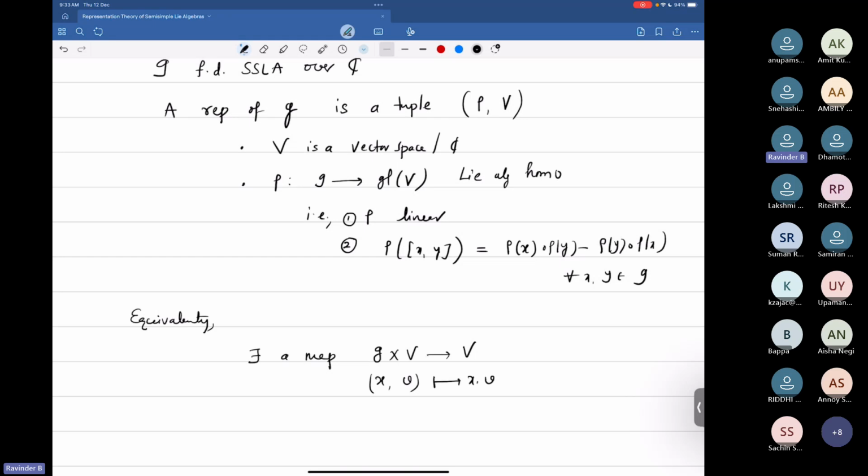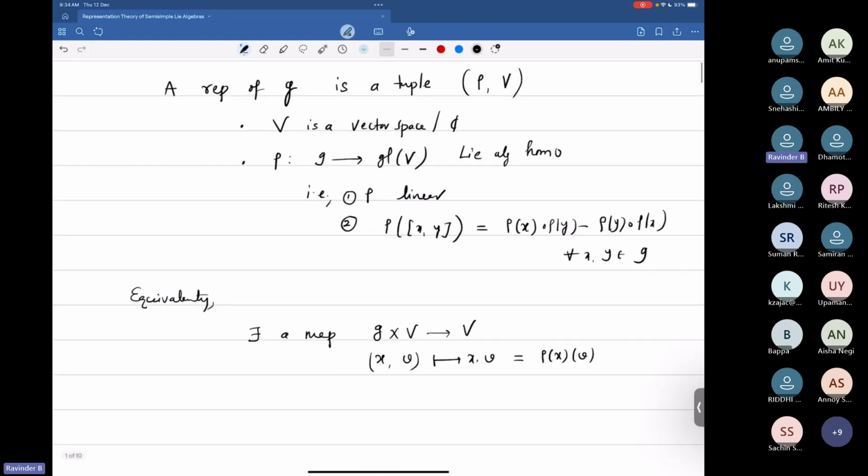See what rho is doing there. Rho takes an element of G and it produces a linear map from V to V. That means it takes a vector and associates another vector. So you can think of rho of x acting on a vector giving another vector. If you fix x, rho of x can be thought of as a map from V to V. Here as well, that's what is happening.